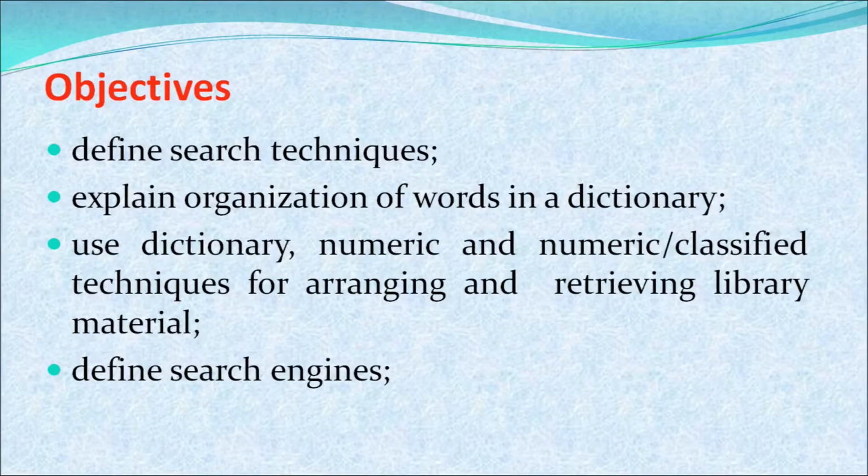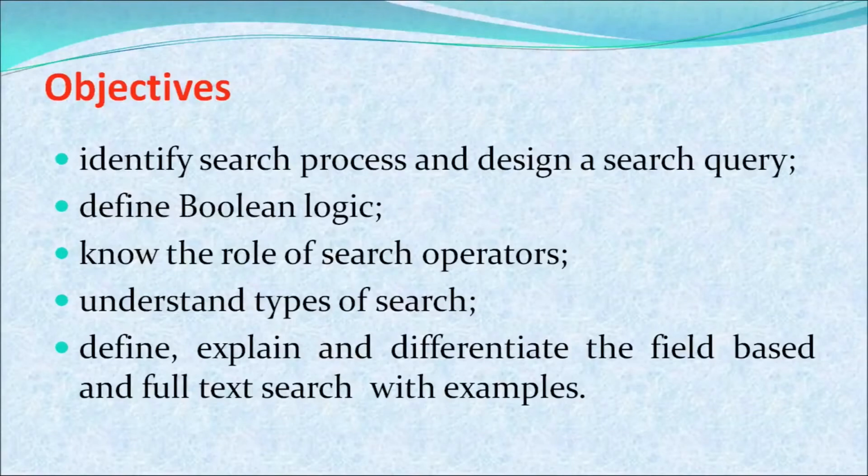In this lesson, you will learn the need and ways of searching organized information, and fundamental aspects of search techniques for information retrieval from electronic resources. The objectives for this lesson are that you will be able to define search techniques, explain the organization of words in a dictionary, and use dictionary, numeric and classified techniques for arranging and retrieving library material. You will learn the definition of search engines, identify the search process and design a search query. You will be able to define Boolean logic, know the role of search operators, understand the types of search, and finally differentiate the field based and full text search with examples.